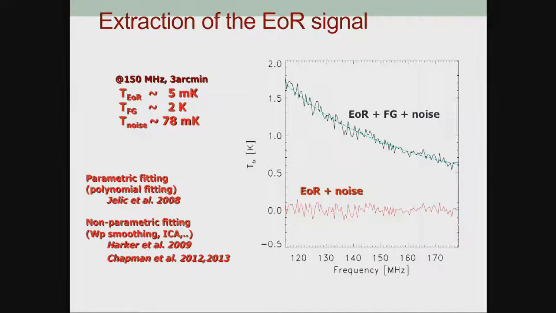The reason you can do it is that the appearance of the tree is different than the appearance of the mountain, right? In this game, the difference between the foregrounds and the signal that we are after is as follows. The foregrounds are mostly synchrotron. Even the extragalactic one, they come from these. Synchrotron is smooth along the radiation, the frequency, right? That's a smooth function. Whereas in cosmology, you have bubbles and fluctuations, so it will be structured along the frequency.